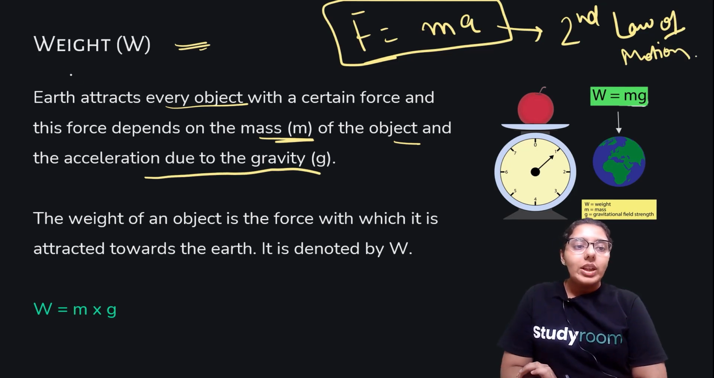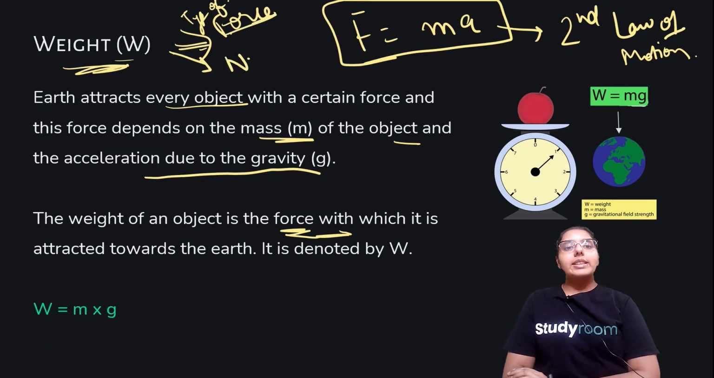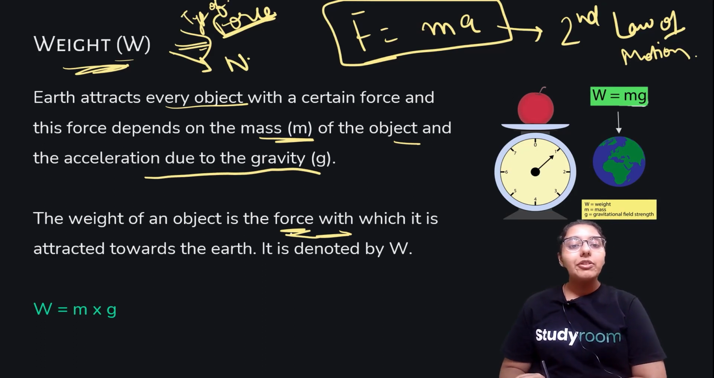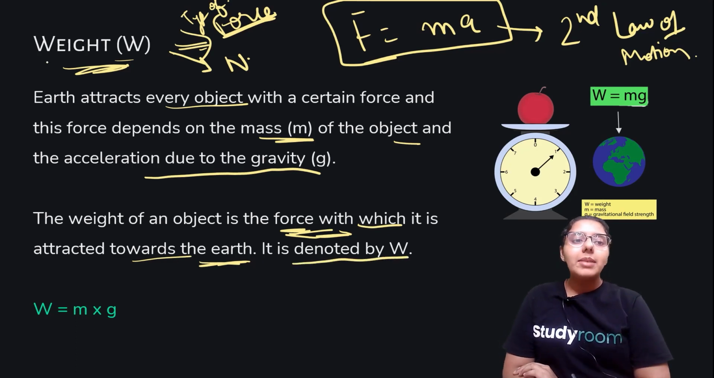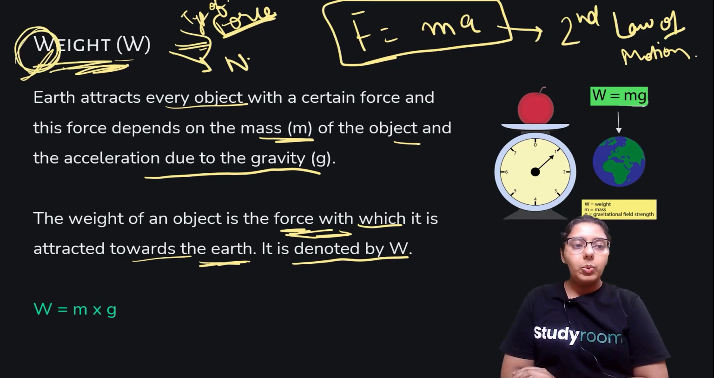So what is your weight? Weight is the force. It is a kind of force. Weight is a type of force. If weight is a type of force, then what should be its SI unit? Its SI unit should be newtons because the SI unit of force is newtons, correct? So the weight of an object is the force with which it is attracted towards the earth. It is denoted by W. As the name suggests, we take the first letter of the word weight. So it is denoted by W.